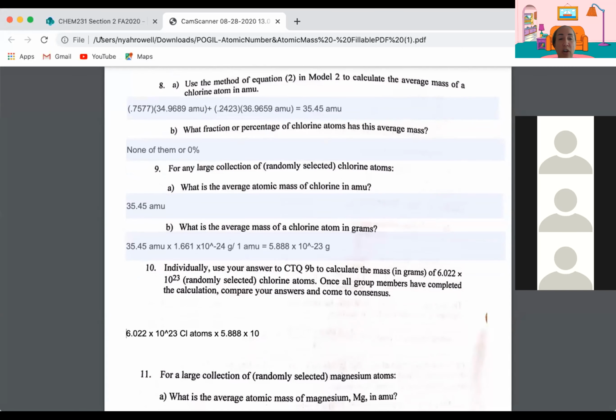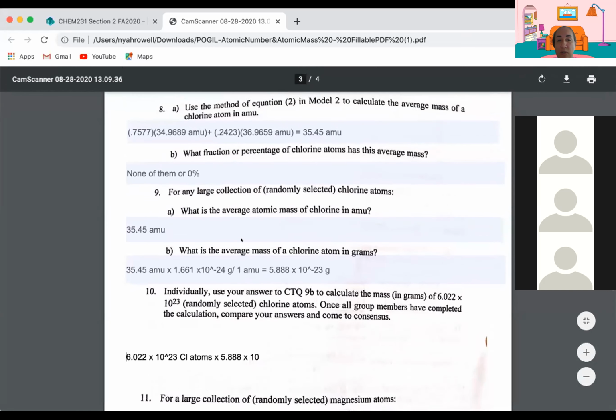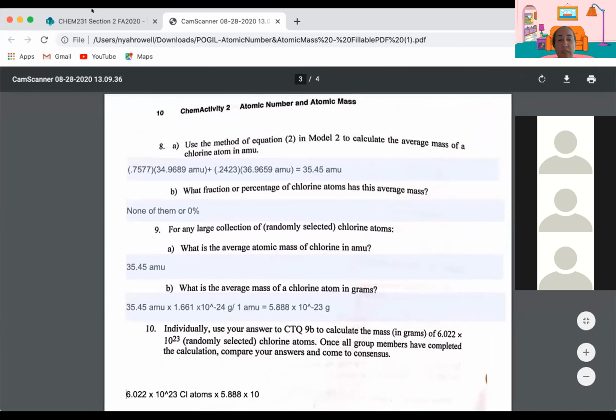Okay, so how about we start with 9? Somebody from group 1, start with 9, because really the question starts from 9, and it works you into the last question. So for number 9, the first part, 9A, this should have been really easy, right? Because the average atomic mass, that's straight up where?